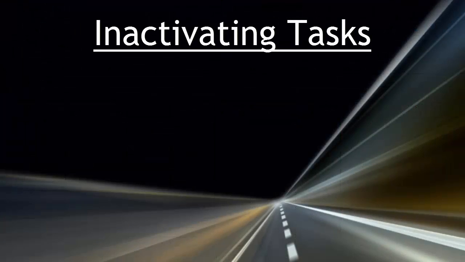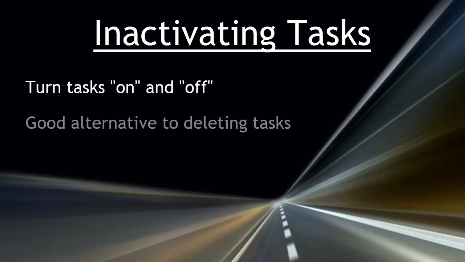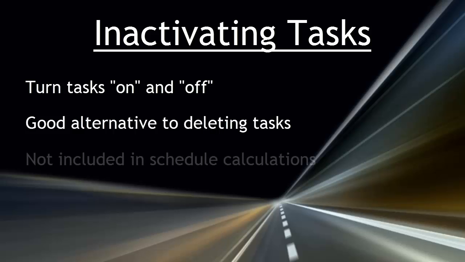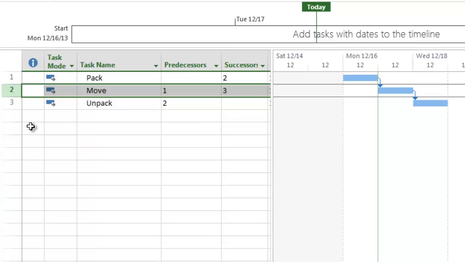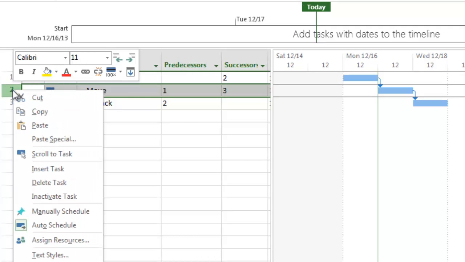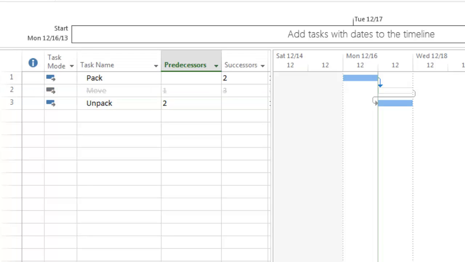Inactivating tasks. Inactivating tasks allows project managers to turn a task on and off and is a good alternative to deleting tasks. When a task is inactivated or turned off, the task is not included in schedule calculations. To inactivate a task, select the desired task, right-click and select Inactivate. Inactivated tasks are grayed out and have a line through them.